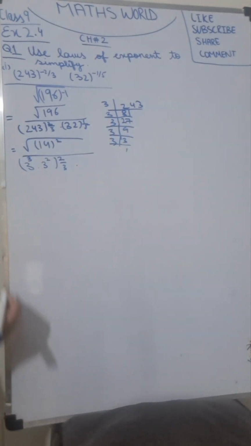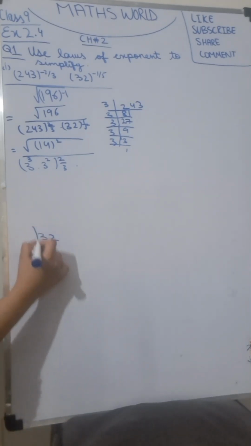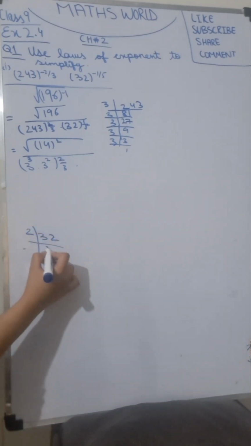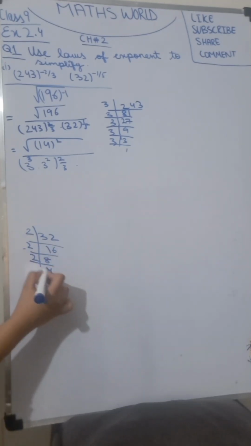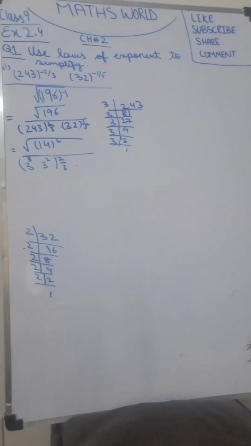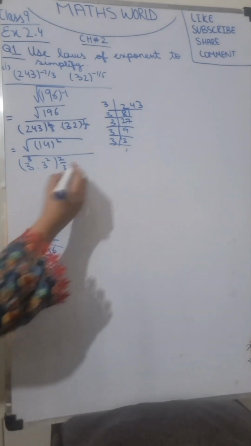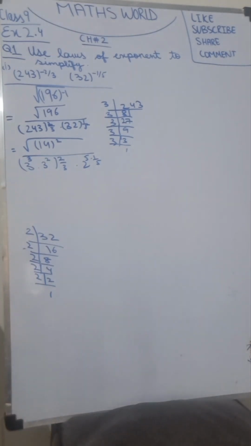Then 32. If you solve 32 also like this, it is 2 power 5: 2 ones are 2, 2 twos are 4, 2 fours are 8, 2 eights are 16, 2 sixteens are 32. So 1, 2, 3, 4, 5. These are the 5 powers. Then you will write here 2 power 5, 2 power 5 by 1 by 5. Like this you will write.